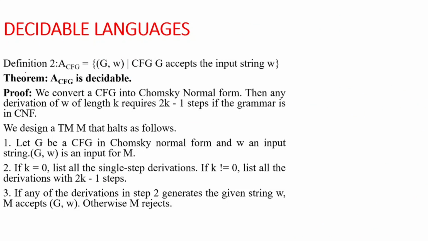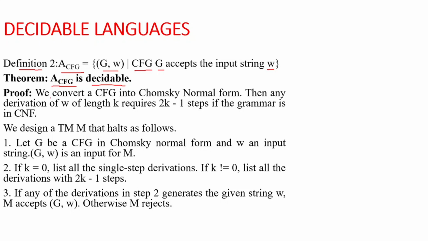One more here, definition 2. The language here is ACFG. It's made up of G and W, and the definition of the language says: context-free grammar G accepts the input string W. This is very similar to the problem we have seen previously. The previous language was associated with the DFA, so obviously with the regular language, and now we are talking about context-free grammar, so we are talking about context-free languages. The theorem we have to prove is that ACFG is decidable.